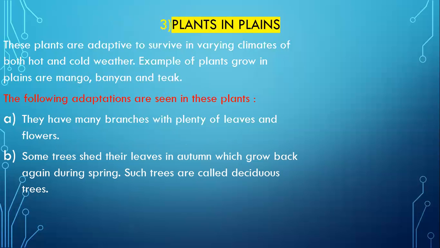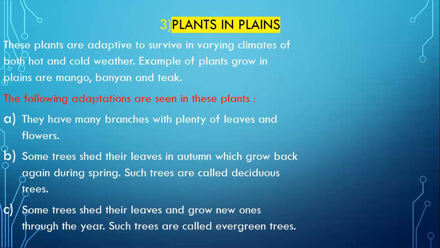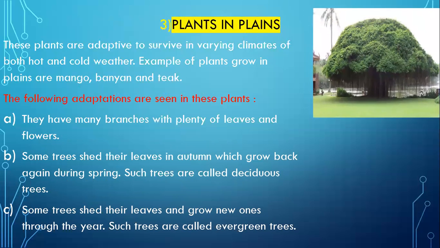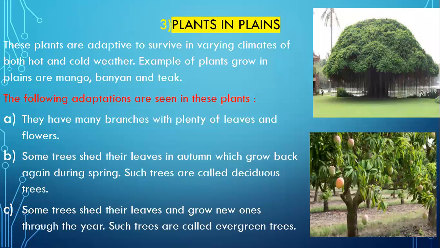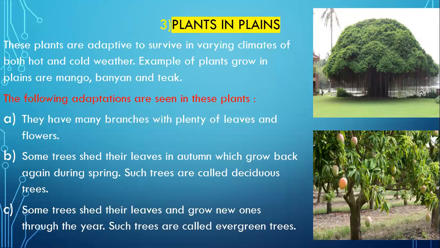Such trees are called deciduous trees. Point C, some trees shed their leaves and grow new ones throughout the year. Such trees are called evergreen trees. See, these are the examples of plants in plains. This is the figure of a banyan tree. And here is one important picture. You can really easily recognize it. This is a mango tree.